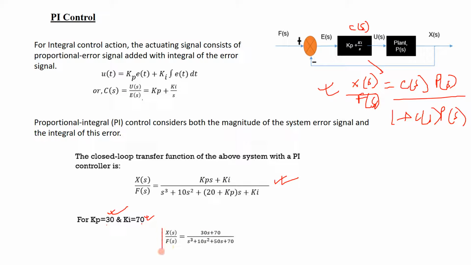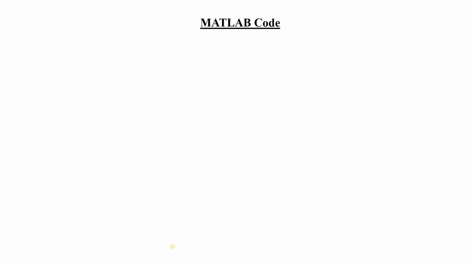Okay, so now replacing these values, we get this particular transfer function. This is our actual transfer function now. Into this transfer function we will give the step input, Xs by Fs, so Fs will be the input. We will provide the unit step function.